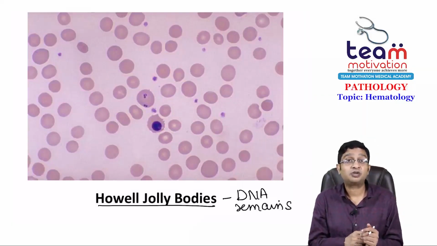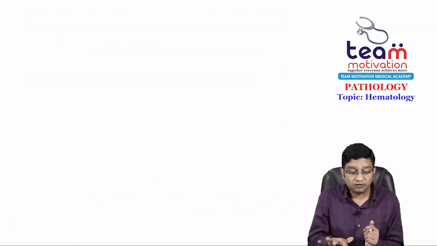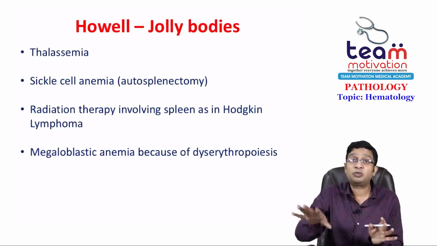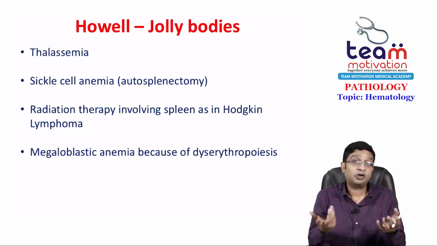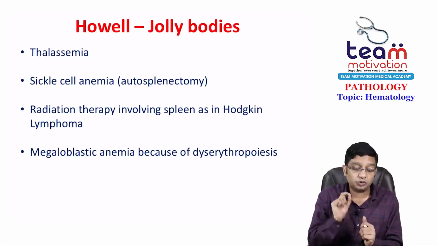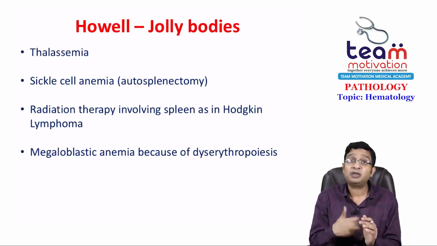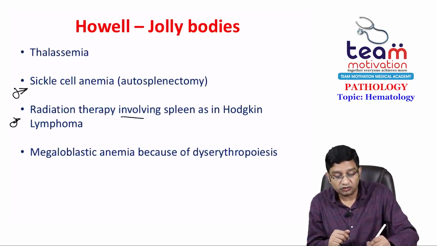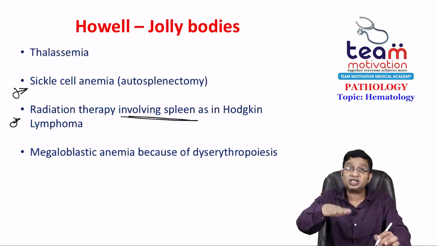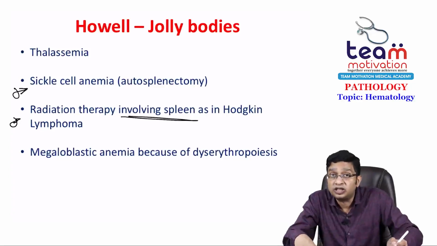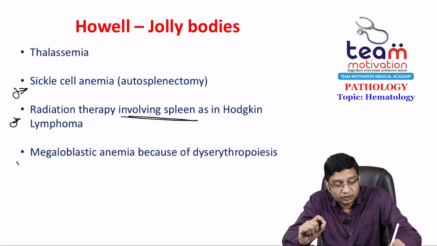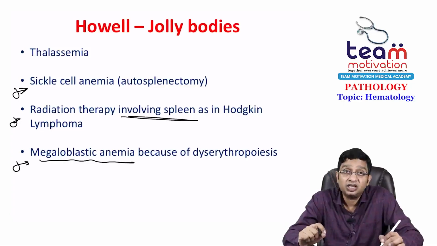Then they can be seen particularly post-splenectomy, because normally the spleen removes any abnormal cell. But if the spleen is not there, abnormal RBCs will not be removed. Post-splenectomy can be autosplenectomy, which you see in sickle cell anemia, or radiation therapy involving the spleen. So if splenic function is decreased, you can see Howell-Jolly bodies, and you need to remember they are formed of DNA. Apart from this, they are seen in megaloblastic anemia.